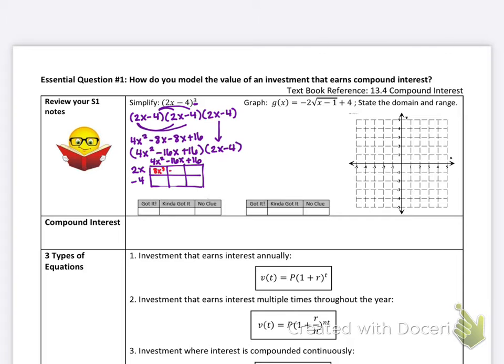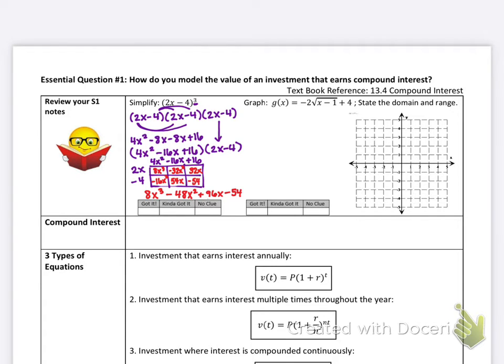This way, when you're multiplying, you can clearly see that you have to distribute the 2x to everything, and the negative 4 to everything to get your values. Once you do that, you just combine your like terms to get your final answer of 8x cubed minus 48x squared plus 96x minus 54.